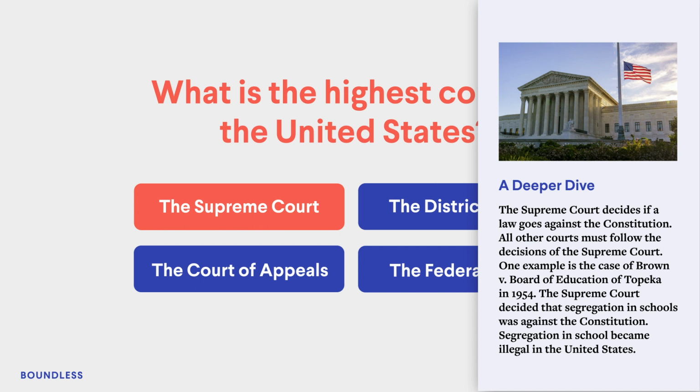One example is the case of Brown v. Board of Education of Topeka in 1954. The Supreme Court decided that segregation in schools was against the Constitution. Segregation in schools became illegal in the United States.